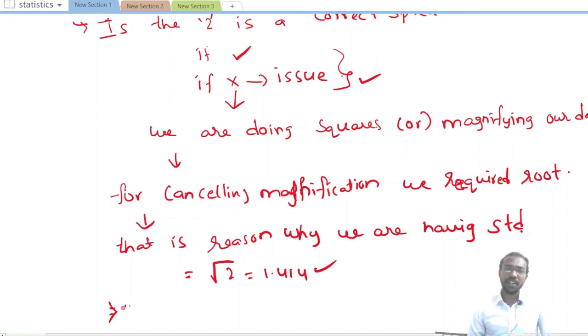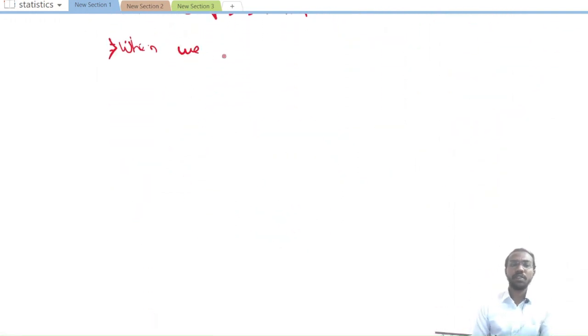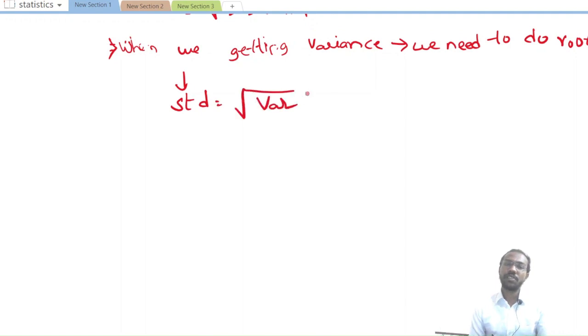Listen guys, this is a very important question. When we get the variance, we need to take a root, which is converted into the standard deviation. Standard deviation is nothing but the square root of variance. Simple. So this is the reason why we choose the square instead of the mod, and why standard deviation is a correct measure of dispersion.